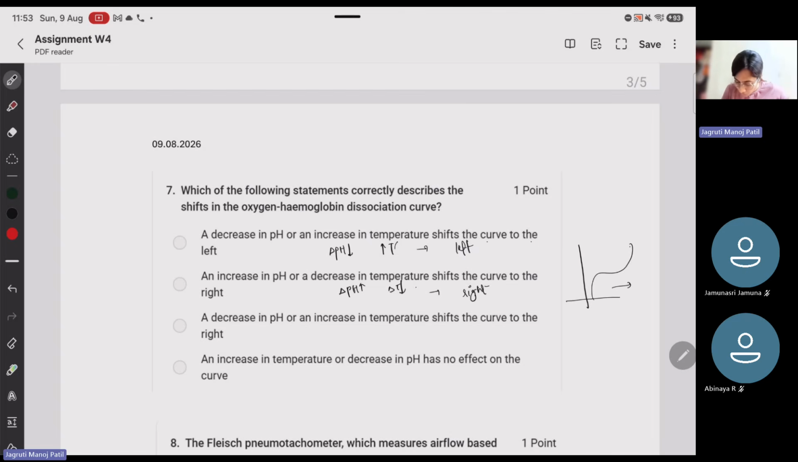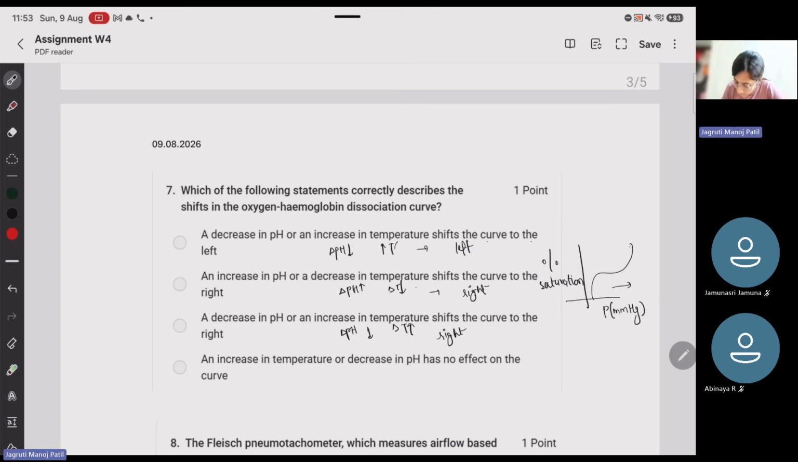So what are the axes for this oxygen hemoglobin dissociation curve? Let's look at it, even if I'm not recalling it correctly. In the oxygen dissociation curve, what we look at is the percent saturation, and we look at the pressure. Okay, and then a decrease in pH or an increase in temperature will cause it to shift to the right.